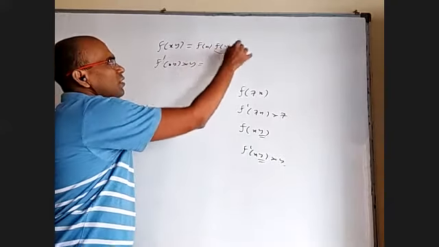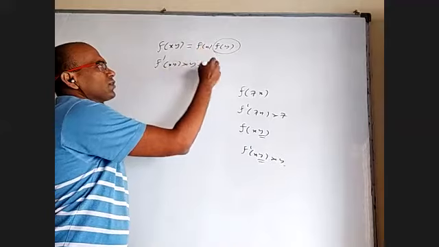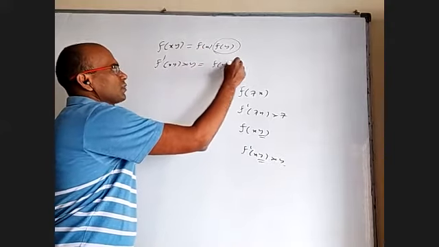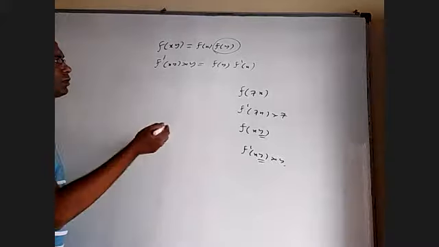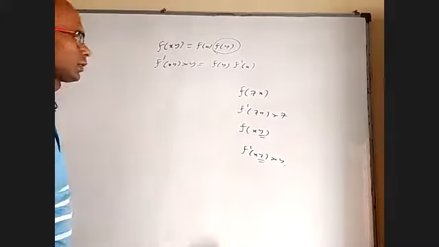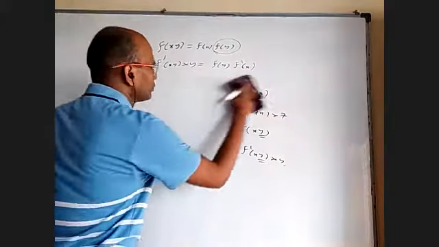And here the whole f of y is a constant. It's like k f of x. So it will be f of y into the derivative of f of x, which is f dash x. Okay, now I'm going to put y equal to 1.